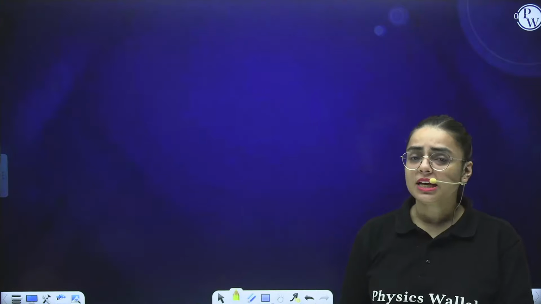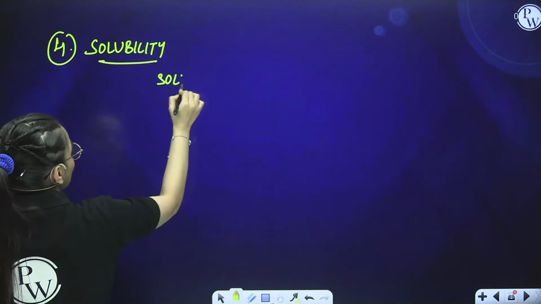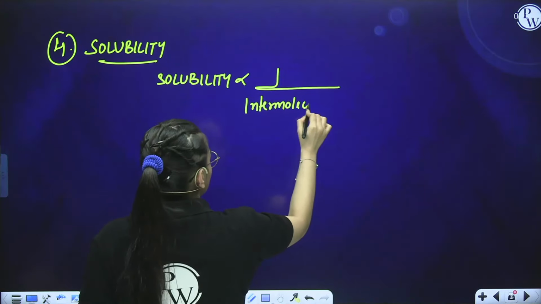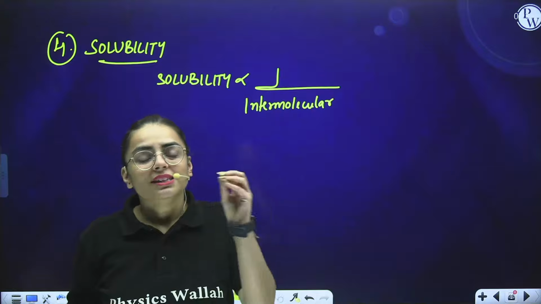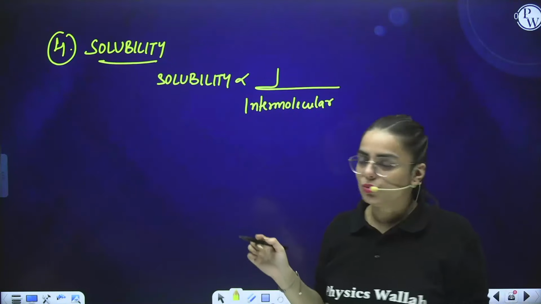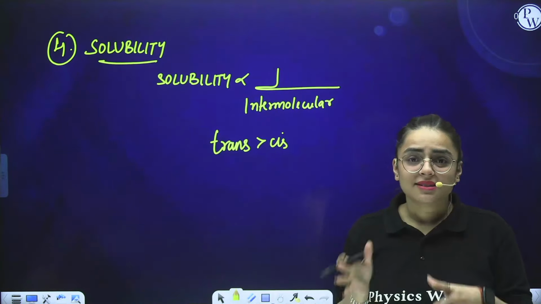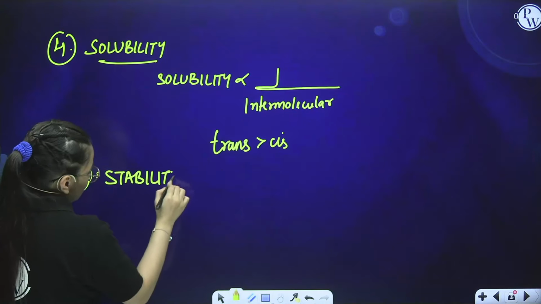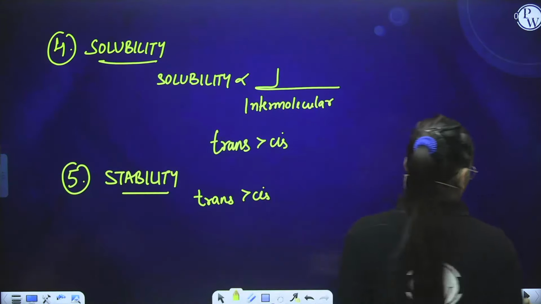What is the next property? Solubility. For the case of solubility, I would say solubility is inversely proportional to intermolecular forces. Now, as you all know, cis has a very nice intermolecular force due to which it has a polar nature. So now its solubility will be less as compared to trans. Hence, I would say the solubility of trans is more than that of cis, right, students? So the last point comes out to be stability, and stability of trans is more than of cis. So students, these were the physical properties that we need to learn for these cases.